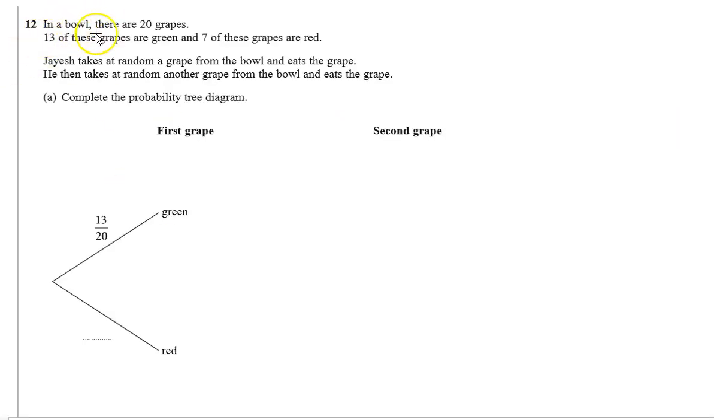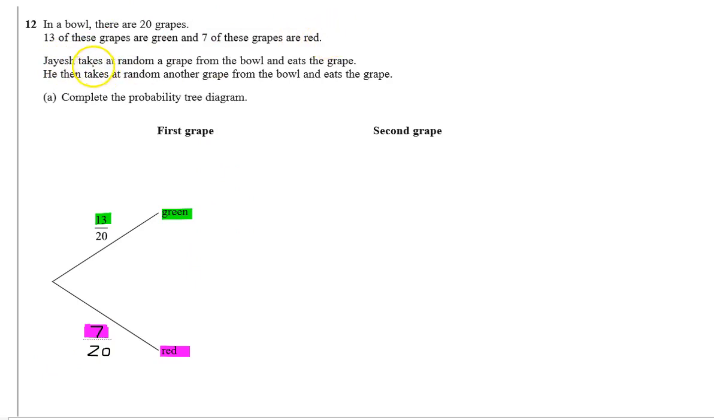Question number 12. In a bowl there are 20 grapes. 13 of these grapes are green and 7 of these grapes are red. So this is 13 over 20, and 7 of these grapes are red, so it will be 7 over 20. That is the first part.